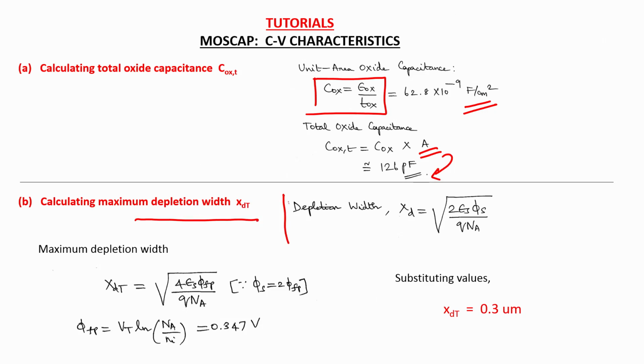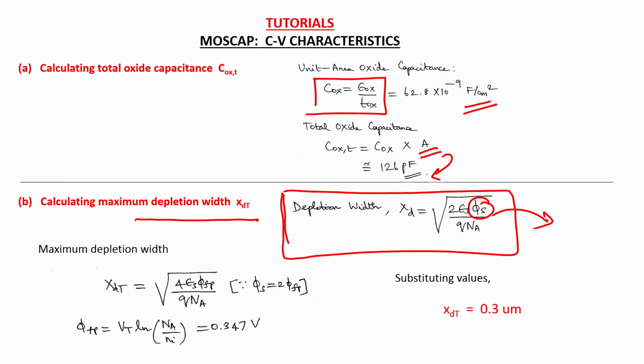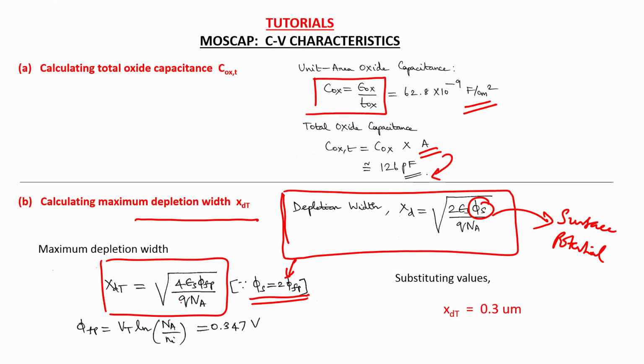So you know that the depletion width for the MOS capacitor takes a relation like this, which is root over 2 epsilon s phi s by q Na. This phi s is nothing but the surface potential for the device. At a point when maximum depletion width is achieved, you can recollect from your lecture slides that this phi s takes the value of 2 phi fp. So your maximum depletion width takes the form root of 4 epsilon s phi fp by q Na, and we know that phi fp is nothing but VT ln Na by Ni. So plugging in known values, you find that the maximum depletion width is 0.3 microns.